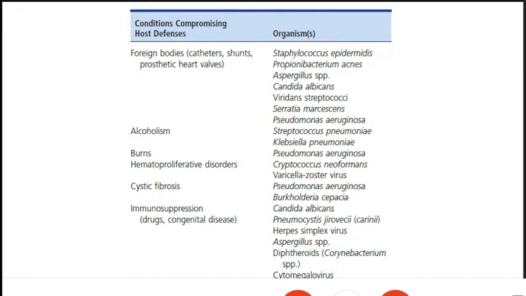And of course, you also have immunosuppression, wherein your immune system is suppressed due to drugs or due to congenital disease. The organisms that can readily cause infection there would be your Candida albicans, and your Pneumocystis jirovecii, it used to be Pneumocystis carinii, which causes pneumonia in our AIDS or HIV patients.